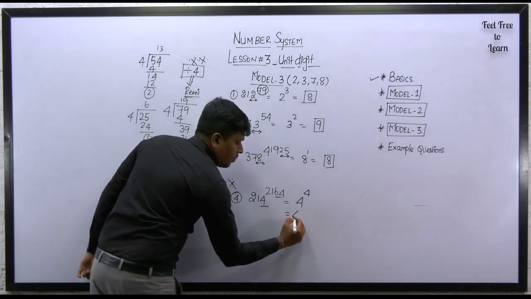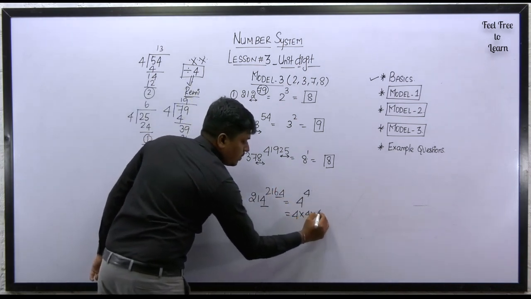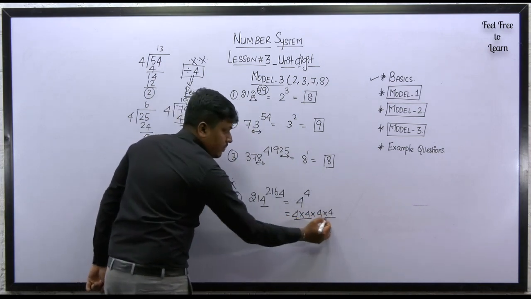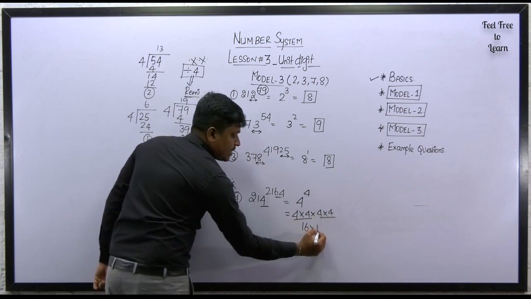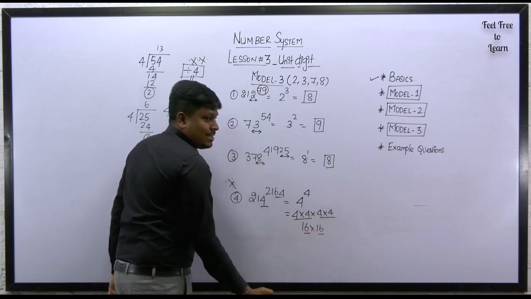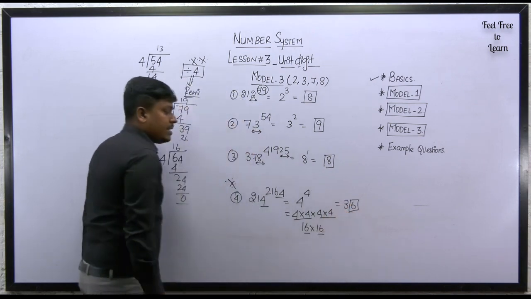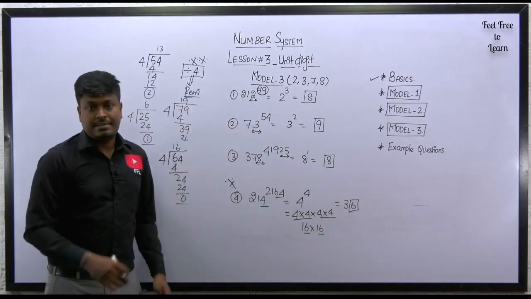So 4 power 4. 4 into 4 into 4 into 4, for easy calculation. 4 4s are 16, 4 4s are 16. So 16 into 16. 6 into 6 will be 36. So the last digit will be 6. So we can say that the unit digit will be 6.